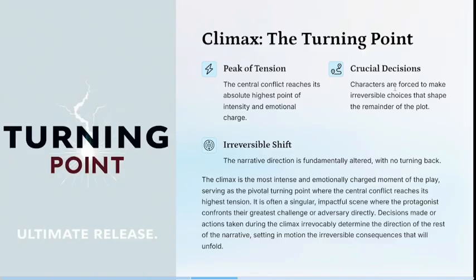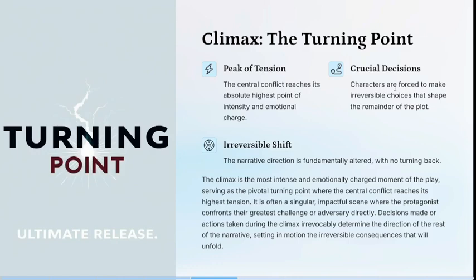So the climax is the turning point of the story where the outcome is decided and the characters' fates are determined. So the climax has three categories under it. That's the peak of tension, the crucial decision, and the irreversible shifts.